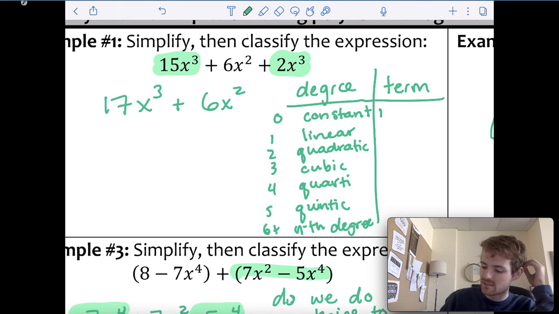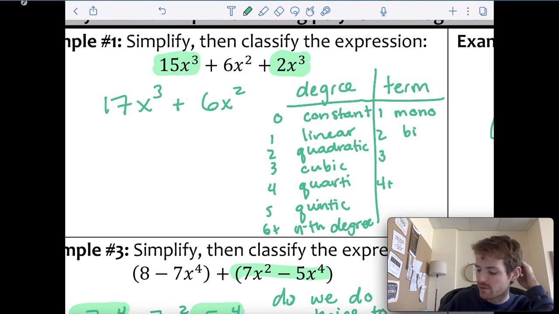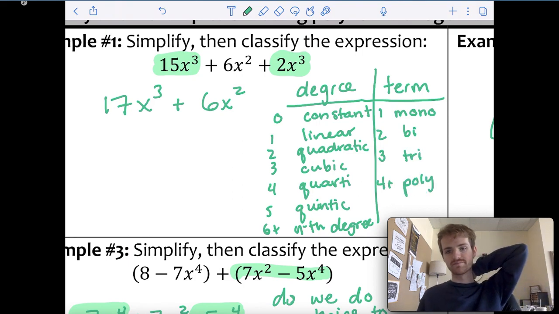Terms, I didn't give myself enough space. We call these nomials, just with different words out in front. 1 term is a monomial, 2 terms is a binomial, 3 terms is a trinomial, 4 or more we'll call it a polynomial.